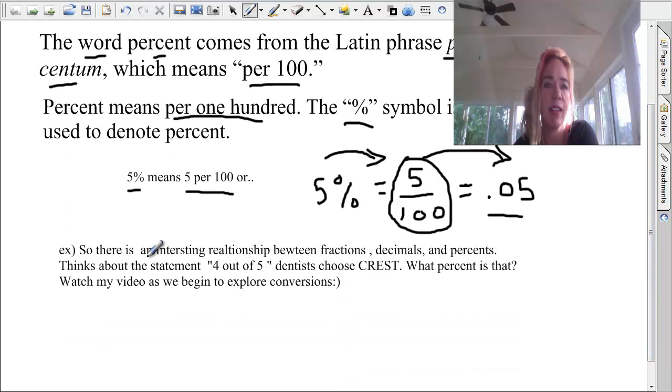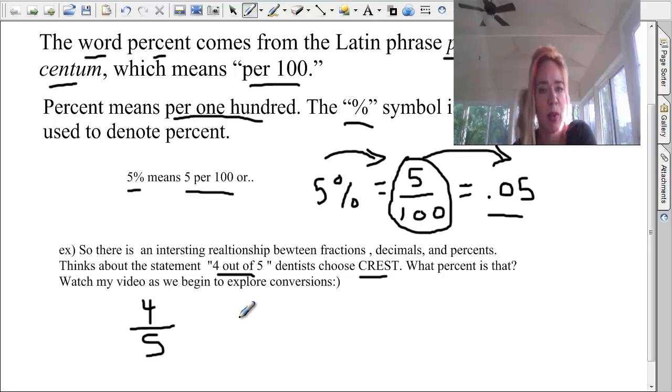Let's think about this statement here. We hear it on TV all the time. 4 out of 5 dentists choose Crest. So when you say 4 out of 5 dentists choose Crest, well, clearly that's a majority. But what percent is that? So perhaps there's a way to move from fraction, 4 out of 5, to percent. Well, what we're going to see here in the near future and on the next slide is that there is actually a recipe for converting your fraction into a decimal and then in turn a percent.